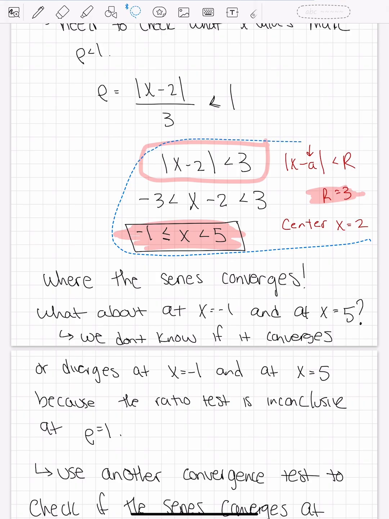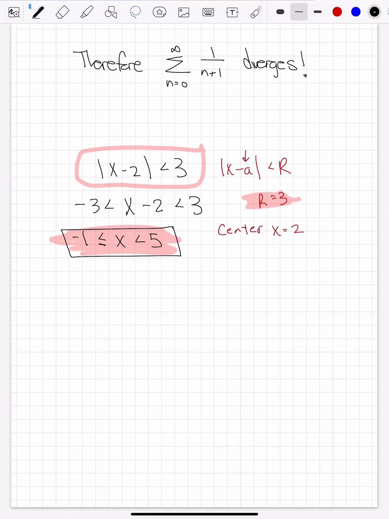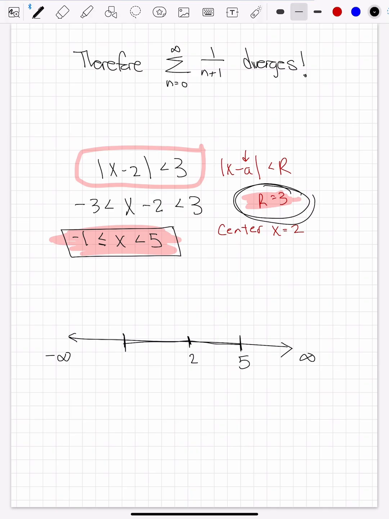I just want to talk about one last little thing. I'm not sure if I did this in the last video, but right now when we look at our interval, the center of our series was 2, and then we go 3 to the right, that gives us 5, and 3 to the left gives us -1, because 3, remember, is our radius of convergence. So we go the radius to the right of the center and the radius to the left of the center. That gives us -1. So this is our interval of convergence with a hole at 5 and a filled-in one at -1.